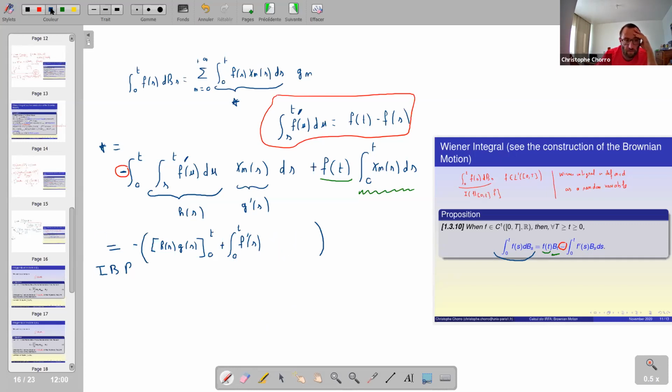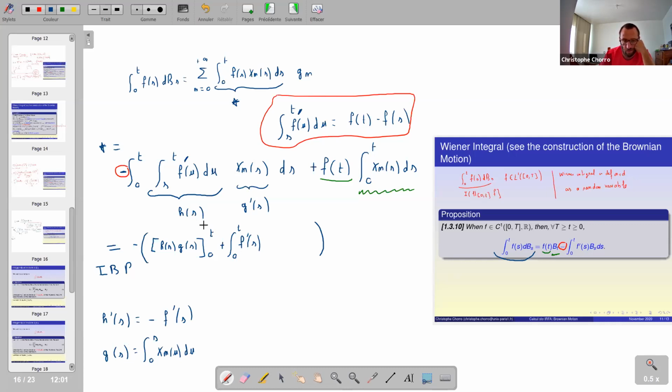So let's write it correctly. I have my h here. My h prime of s is equal to minus f prime of s. The primitive of this one, my j of s, will be the integral between 0 and s of Kn of u du. When I compute the derivative of this one, I obtain exactly what I have here.